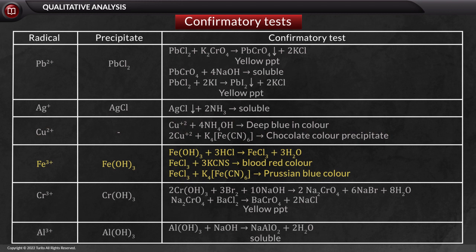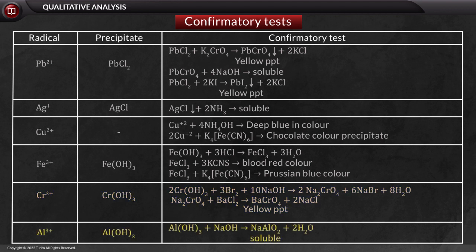Next is the ferric ion. The precipitate reacts with HCl to form ferric chloride, which, when reacted with thiocyanate, gives blood red color. With potassium ferrocyanide, it gives Prussian blue color. Further, we see chromium 3 hydroxide reacts with alkaline bromine water, followed by barium chloride, to give a yellow precipitate of barium chromate.